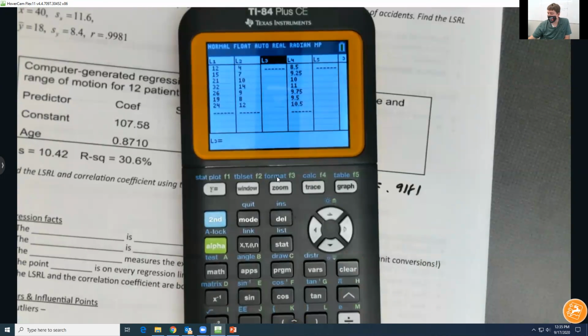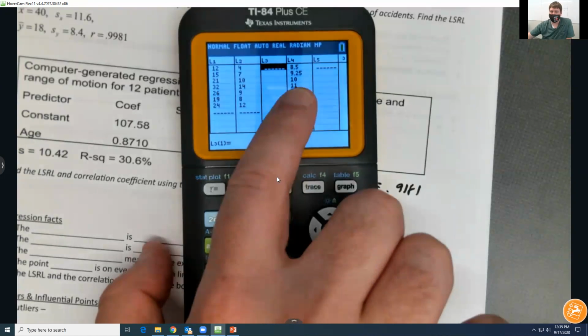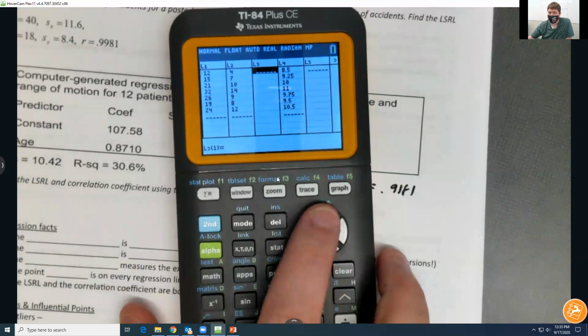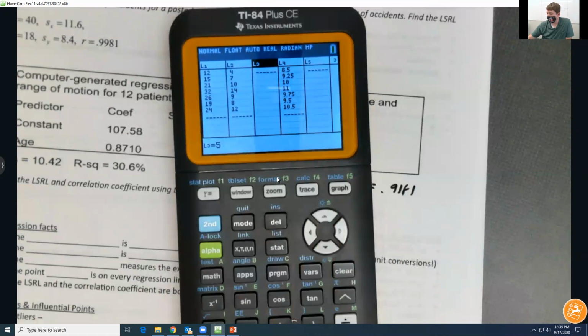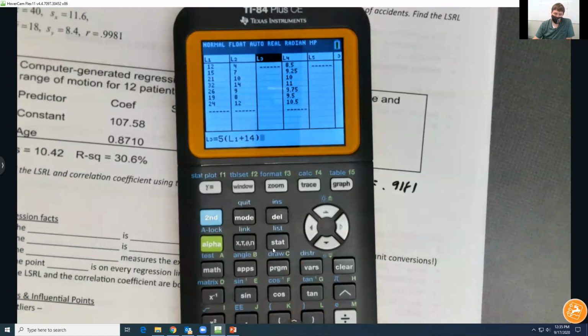All right, so I go up to the very top. So if you're just sitting right here on this blank, it won't do anything. So you got to go up to the top and say, okay, do 5 times my x values, which in this case we said was L1 plus 14. Let me make sure I did that right. Okay, and then I press enter. All of my L1 lists get converted.